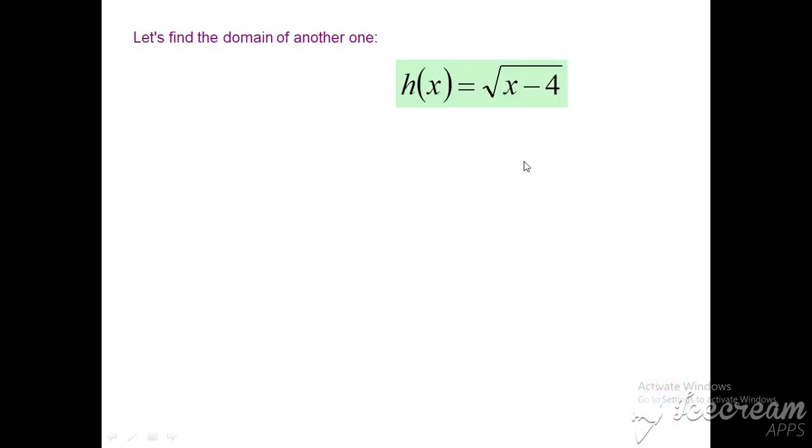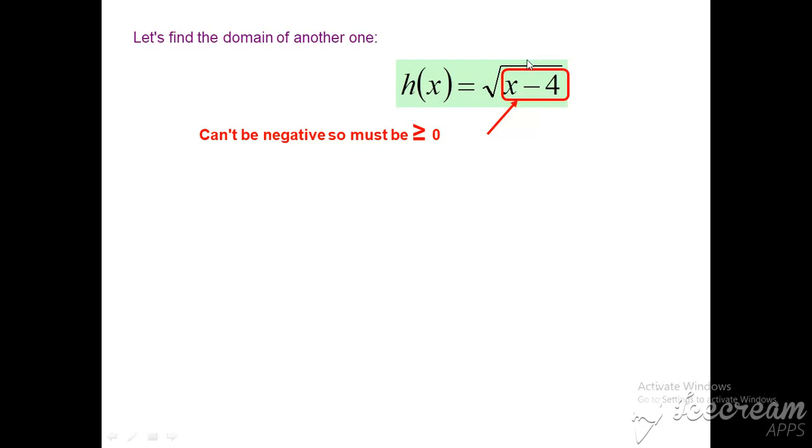Similarly, we can take another example here. Look here, h(x) is equal to the square root of x minus 4. Now, inside the root, here is x minus 4. If you plug in any real value of x, you have to check whether it gives a negative number or not inside the root. If you put 4 here, it will be 0. If you put less than 4, say 3, it will be 3 minus 4, which is minus 1. So minus 1 does not give a real number.